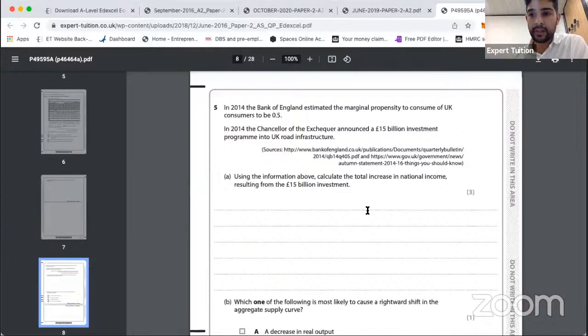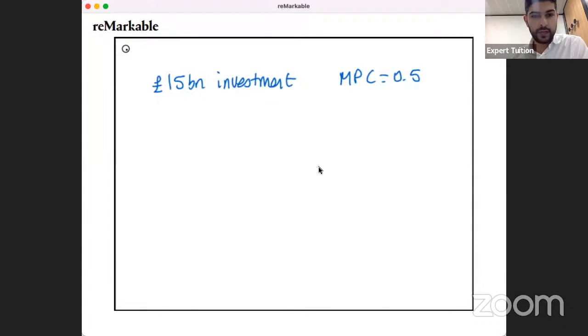Right, if you get a question like this on Monday, honestly, you are so fortunate. This is the easiest 3 marks you could get, and it absolutely should not take more than 1 minute to answer. Let's go through it together. So I will share my board. The key things there were investment was £15 billion and the marginal propensity to consume was 0.5. And it's asking us to determine the increase in national income based on this.